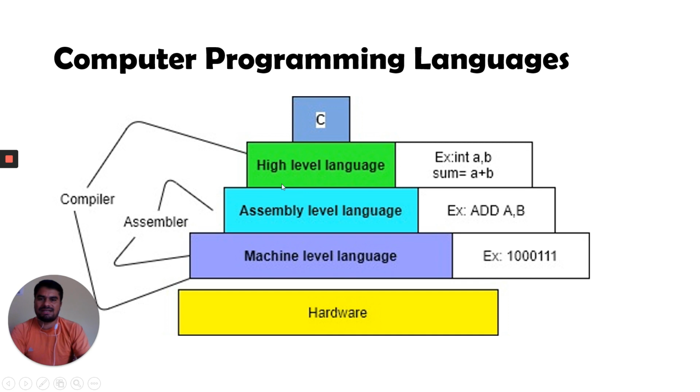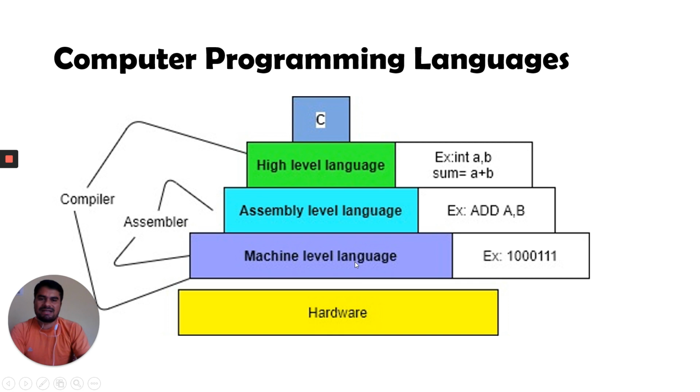Again, there's a difficulty. High level language cannot be understood by the hardware. So again, what has to be done? It has to be compiled. How will it be compiled? In the sense, how will it be translated? Using a compiler, we will convert high level language into machine level language. This is the only way. So in that way, we convert high level language to machine level language. Now it can be easily understood by the hardware.